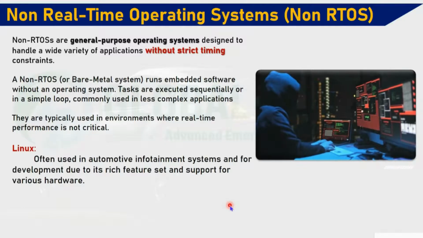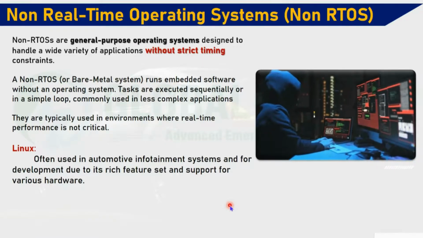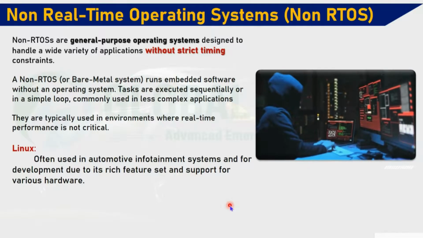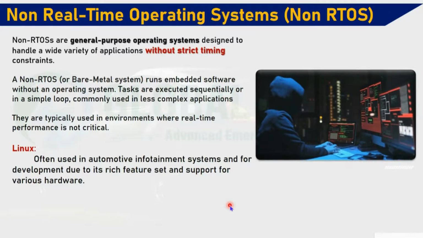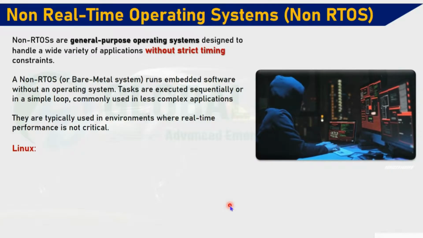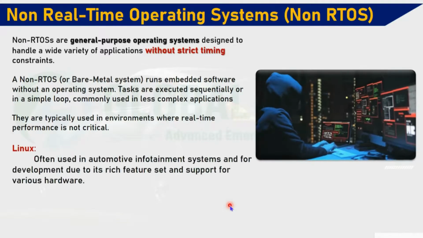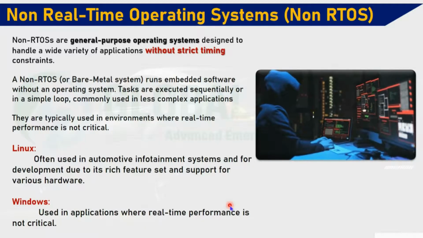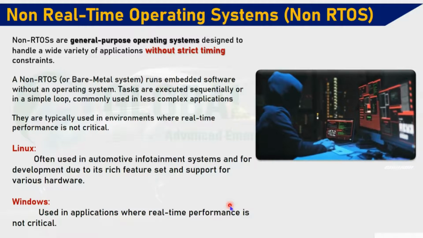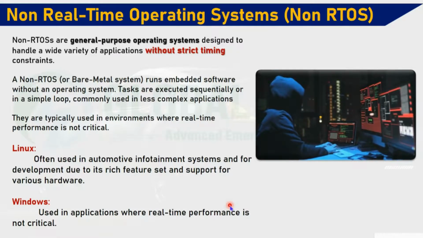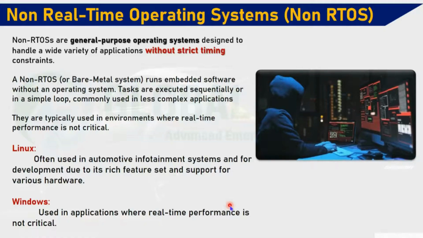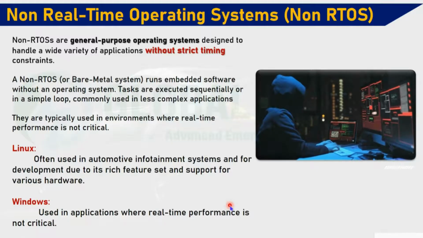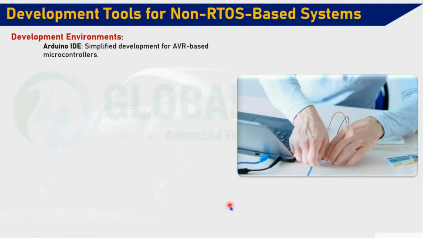So an example of non-RTOS is Linux, often used in automotive infotainment systems and development due to the rich set of features, and it supports various hardware. And next is Windows. Windows is used in laptops or tablets. So it is also one part of non-RTOS, where real-time operation is not much critical. And the development of these non-RTOS systems is based upon some of the IDEs.